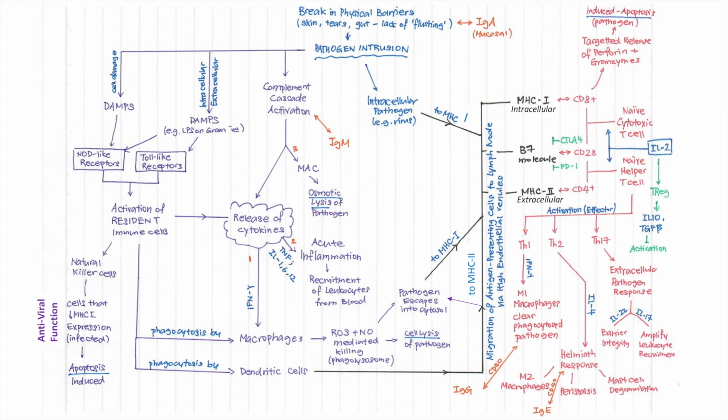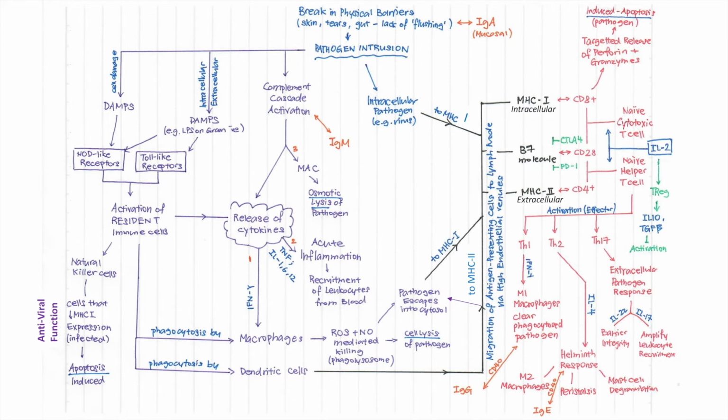So, upon activation, these resident immune cells will release cytokines, and these cytokines will facilitate inflammation, which will be discussed later on. The resident immune cells will also then go on mostly to phagocytose or to induce apoptosis in these infected cells. So the natural killer cells provide the antiviral function, as Akira covered earlier on, by inducing apoptosis in virally infected cells because viruses tend to be intracellular and to hijack the host cell's machinery.